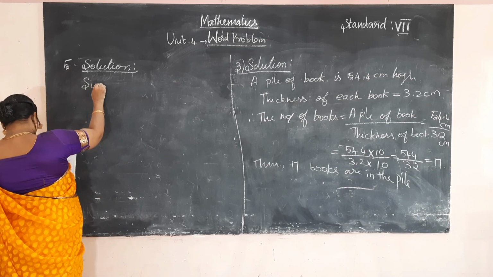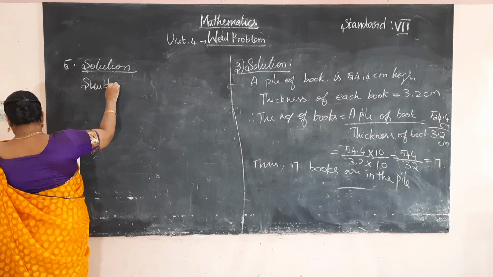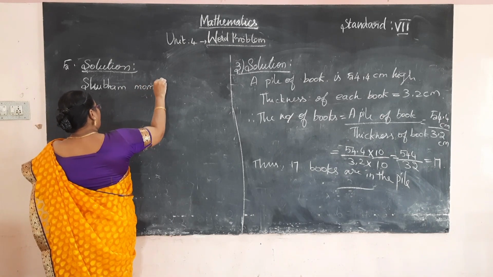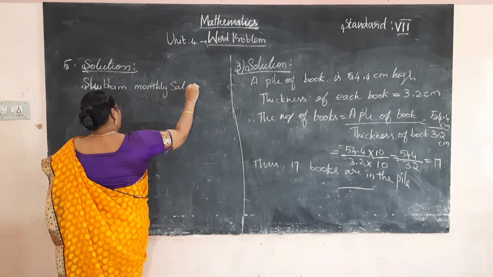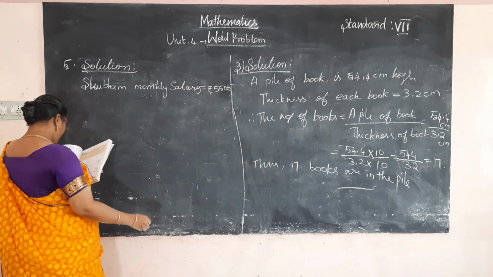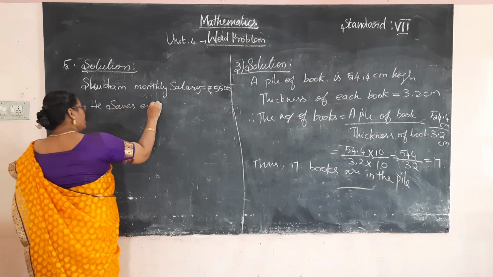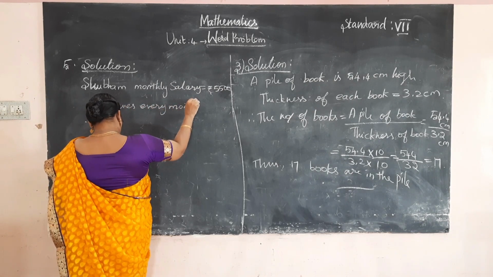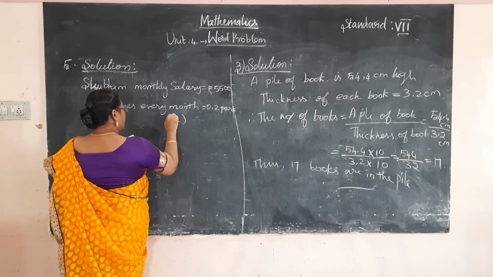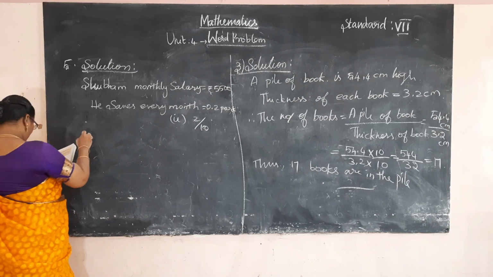So Subhan's monthly salary is rupees 5,500. He saves every month 0.2 part, that is 2 by 10, is it? That is 2 by 10.